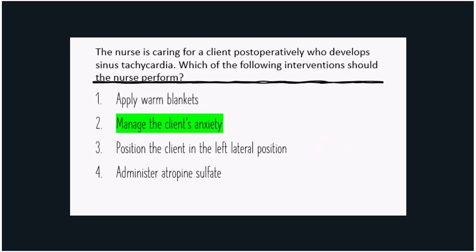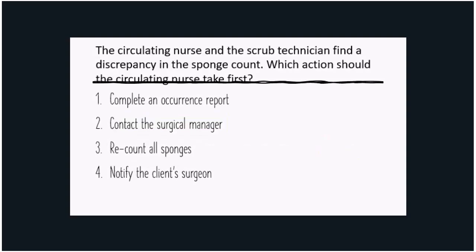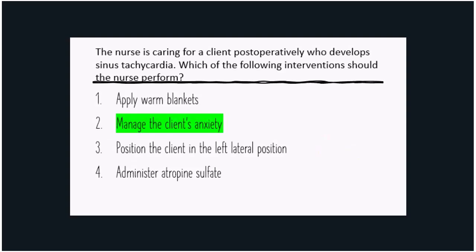So hopefully you selected choice number 2, managing the client's anxiety. Okay, managing the client's anxiety. And it's important to do that because we know that sinus tachycardia means that their heartbeat is outside the normal range. The normal heartbeat for an adult is 60 to 100 beats per minute. And so we do know that anxiety can create a situation where the patient's heart rate will race. Okay, so once we manage their anxiety, maybe get them to calm down a little bit, that might decrease their heart rate. So that will be the first thing that you would do.